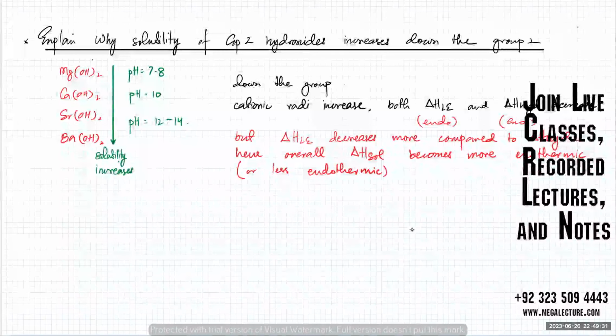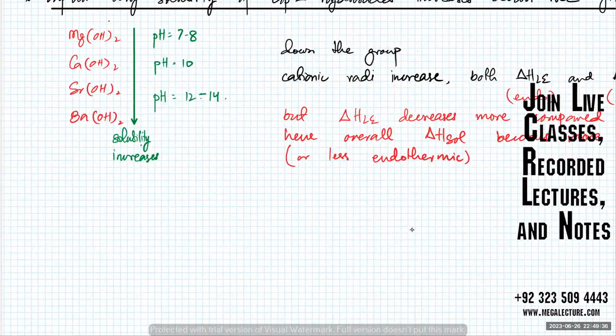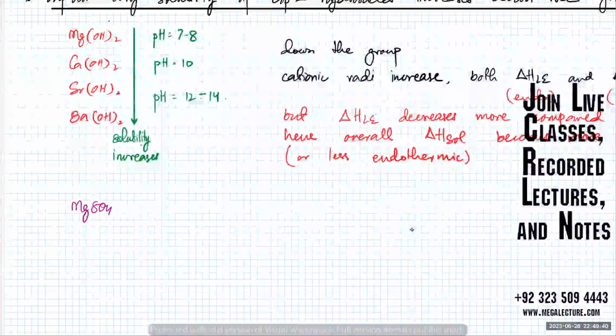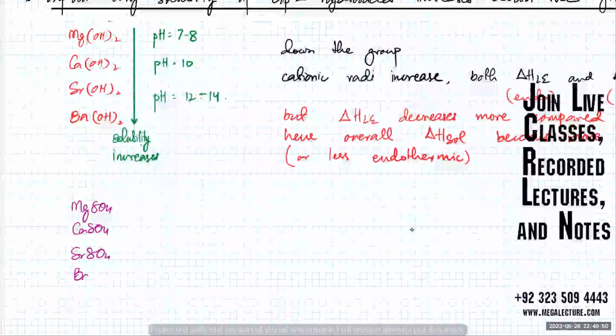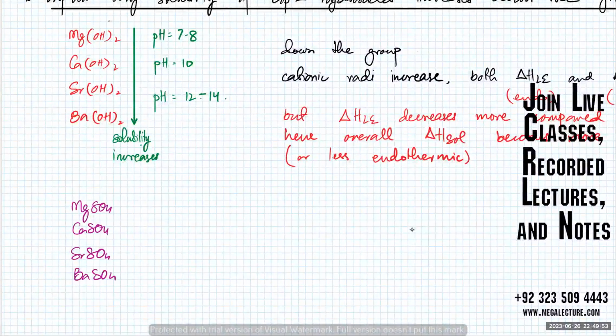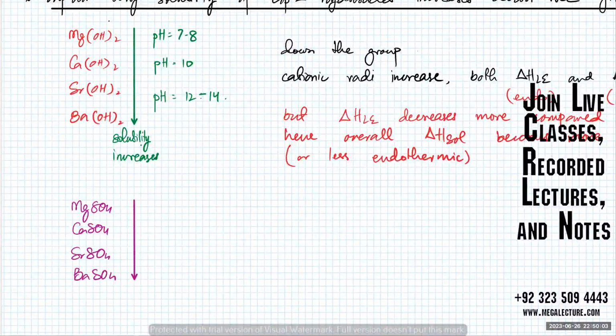Now with sulfates, you've got MgSO4, which is very soluble. You've got calcium sulfate that's partially soluble. Then you've got strontium sulfate that's barely soluble, and then you've got barium sulfate that's highly insoluble. Now it's the opposite in this case. Solubility decreases now.